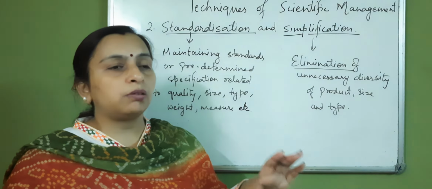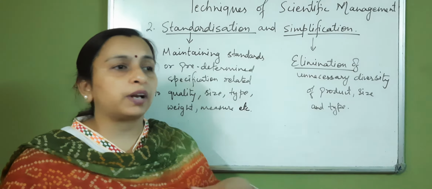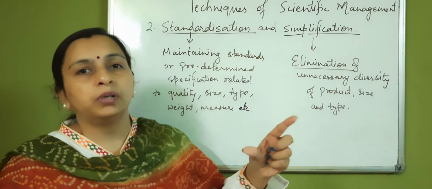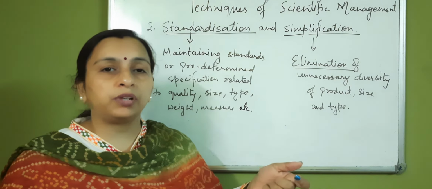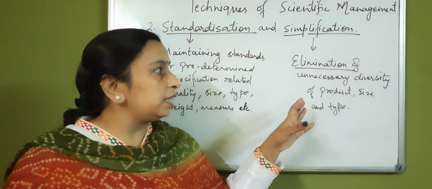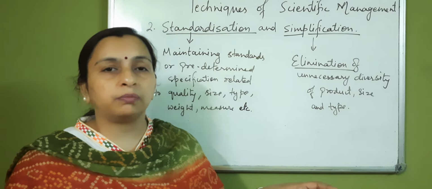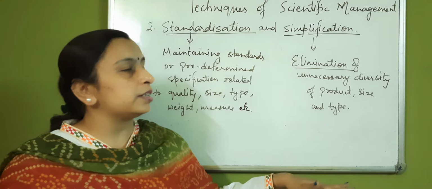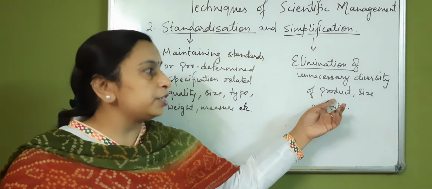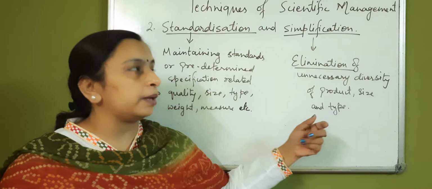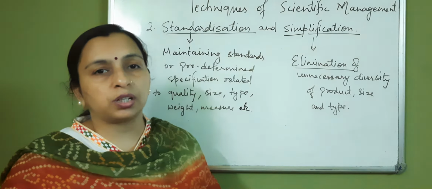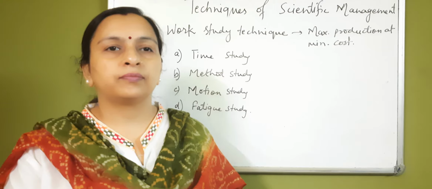Suppose a particular soap comes in the market in a variety of sizes, 10 gram, 5 gram, 20 gram, 100 grams, 150 gram. If this unnecessary diversity is not running successfully in the market, the company should eliminate it. The company should reduce the variety of products, sizes or types. So that is simplification. This is the second technique.